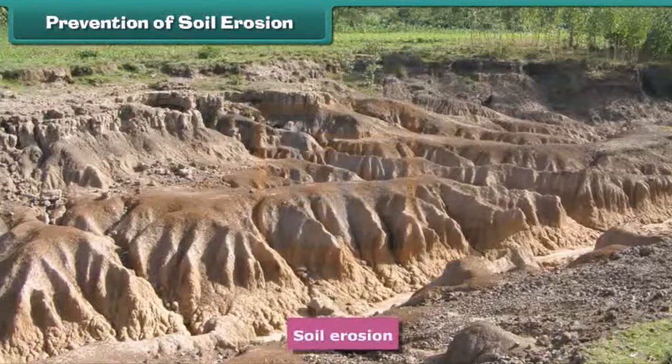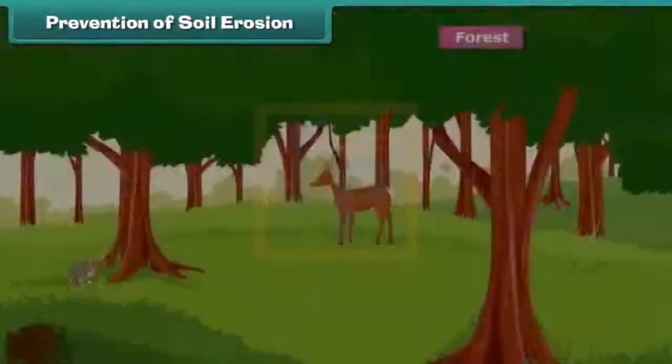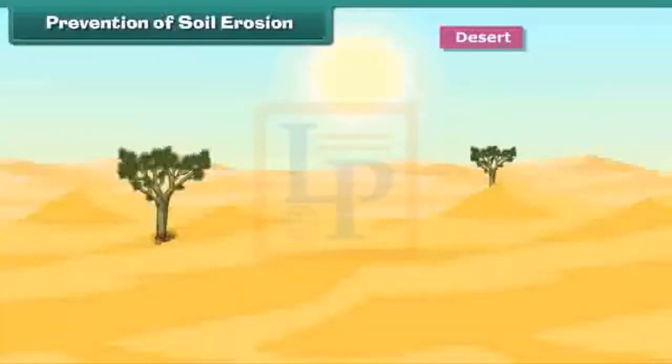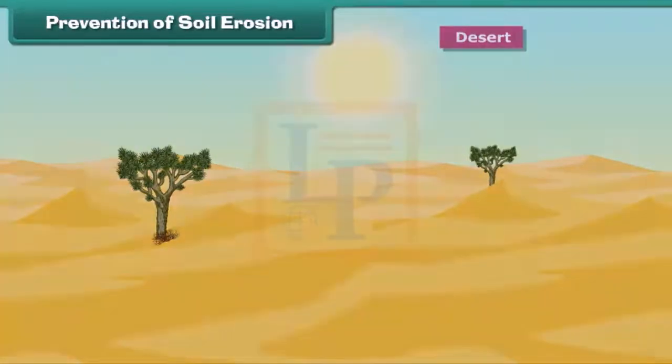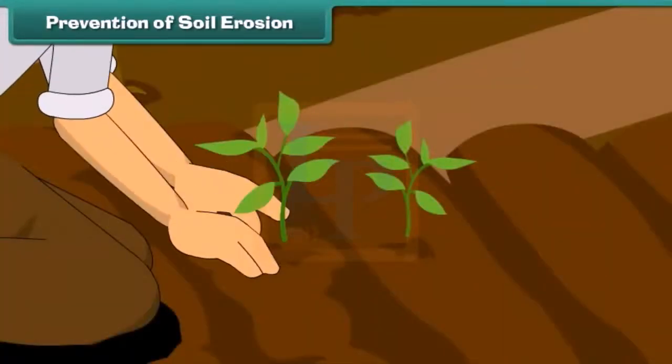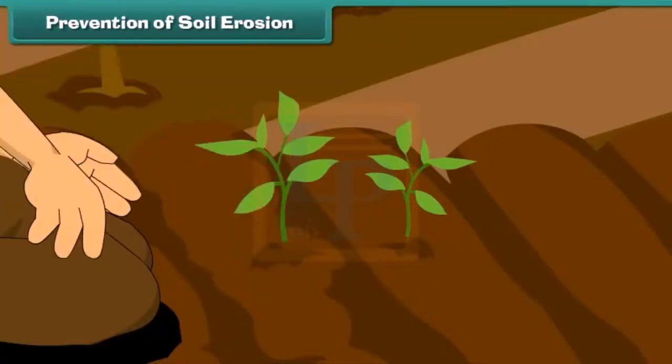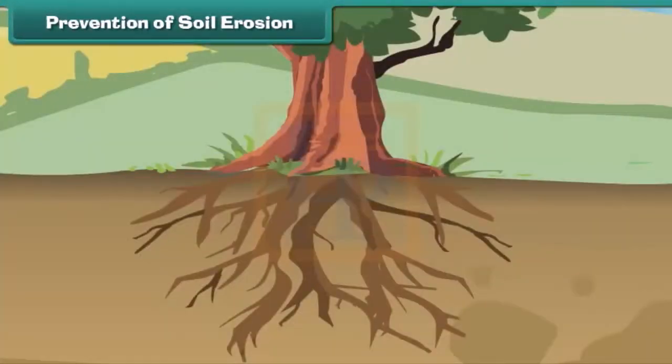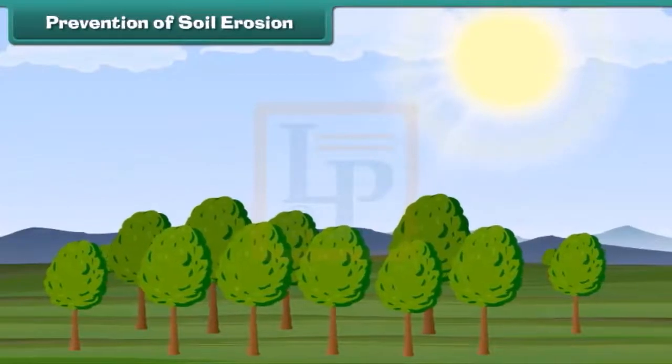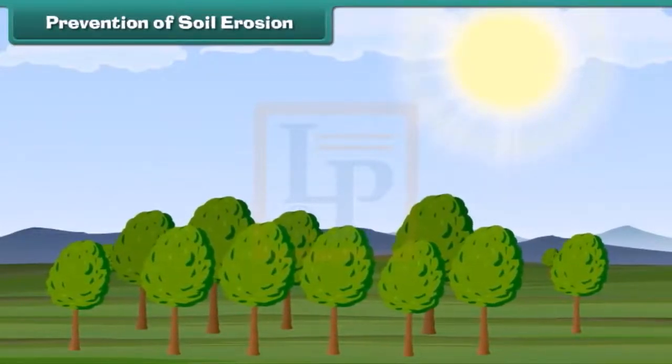Soil erosion is a major environmental problem. It has affected all over the world from forests to deserts. Thus, it's the need of the hour to conserve the soil by preventing soil erosion. There are many ways of preventing soil erosion. One of the most common ways is to grow more and more trees. The roots of trees hold the soil firmly and do not allow it to wash away easily. Trees planted across the wind direction protect soil against the high-velocity winds.